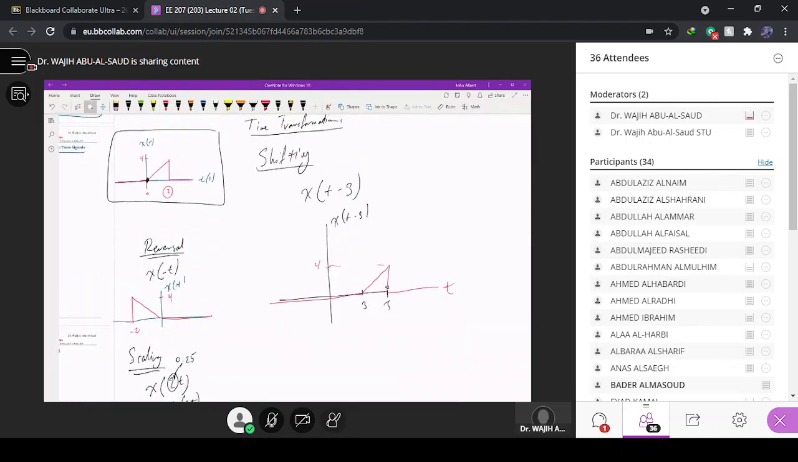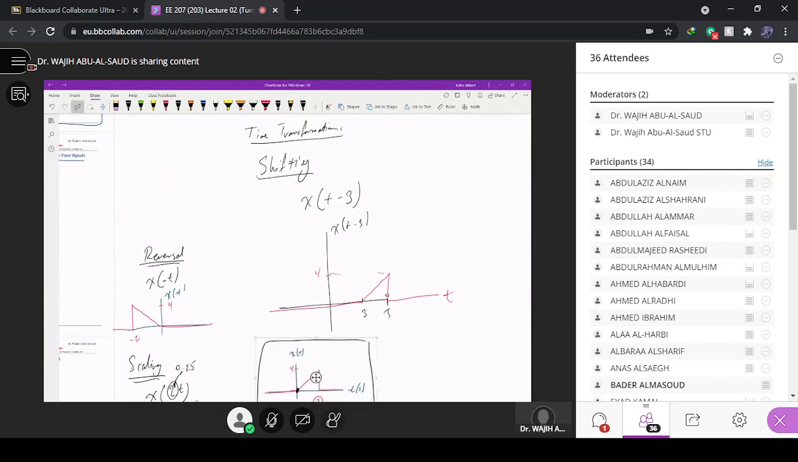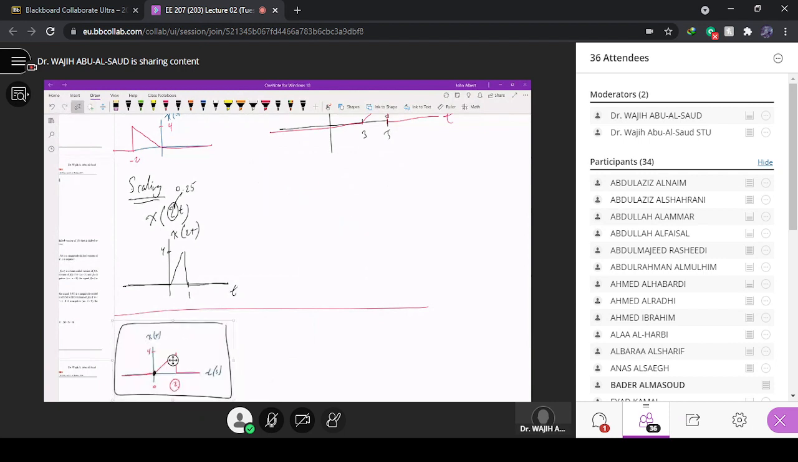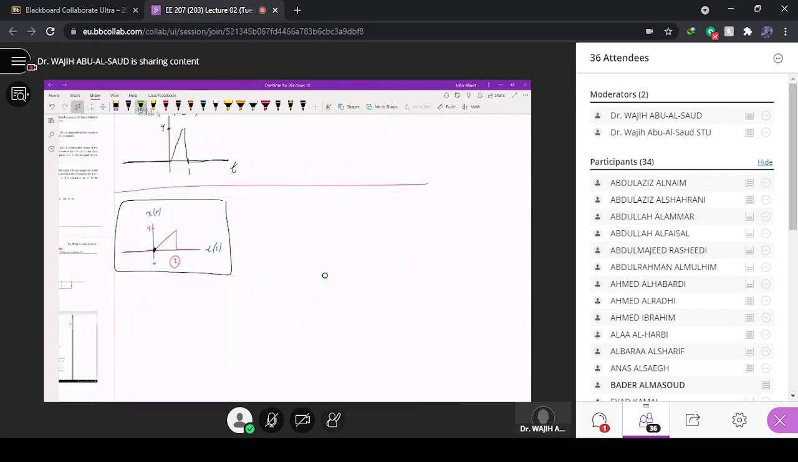Signal. Let me just copy it and move it. So this is again my same signal in here, and I'm doing amplitude transformation. Okay, and again, just like we had reversal, scaling, as well as shift in time, we also have reversal, scaling, and shift in amplitude. Okay?